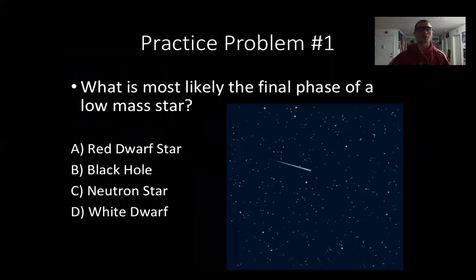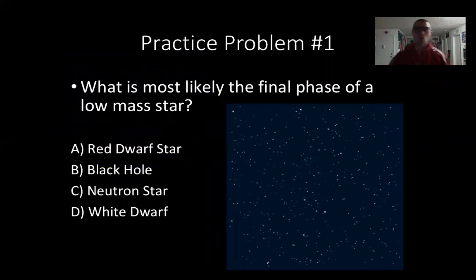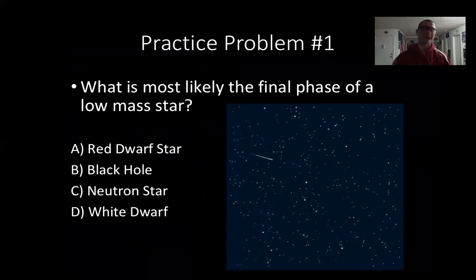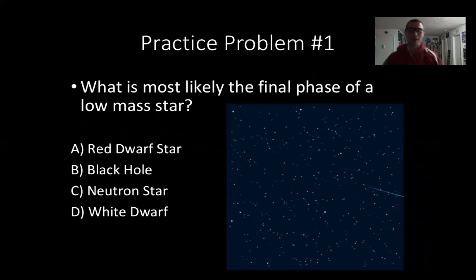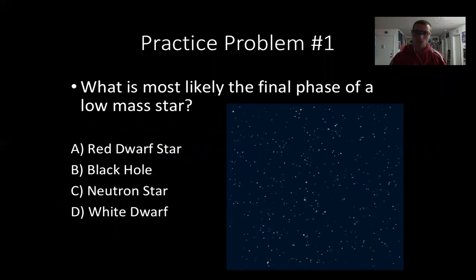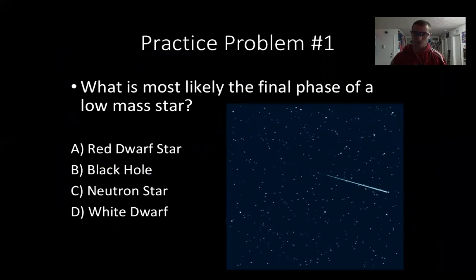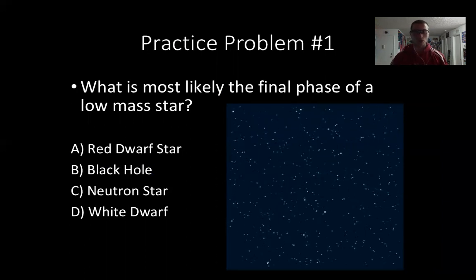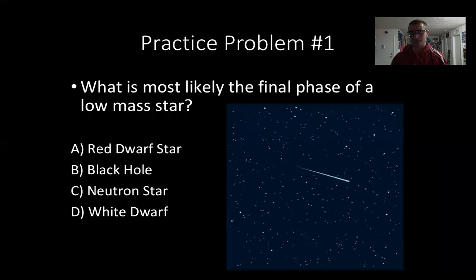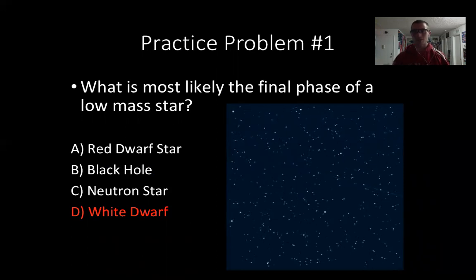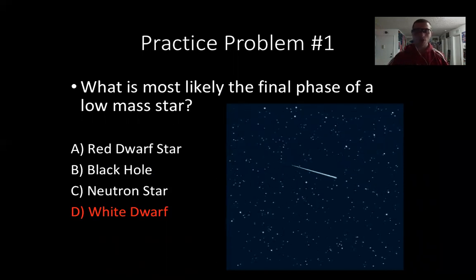Okay, so let's do our first practice question. What is most likely the final phase of a low mass star? Is it A, red dwarf star, B, black hole, C, neutron star, or D, white dwarf? Those smallest of stars, those low mass stars, last quite a long time. Again, the smaller the star, the longer it lives compared to a larger star. What's the most likely outcome of its last phase of life? It's going to be the white dwarf. It's going to fizzle out on the outside, form a smaller nebula, and what's left over is that core. I'm going to call that a white dwarf.